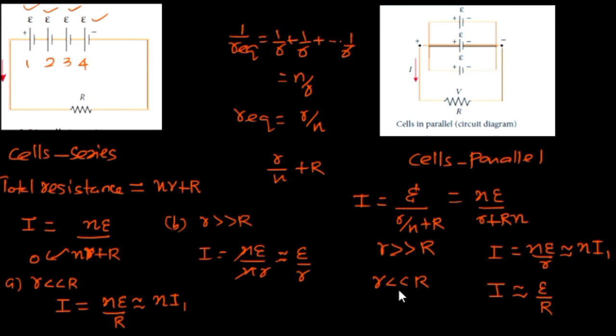When R is very very greater than r, we are getting nI1. So this is the comparison of cells in series and parallel.